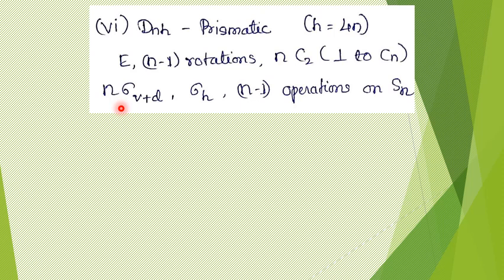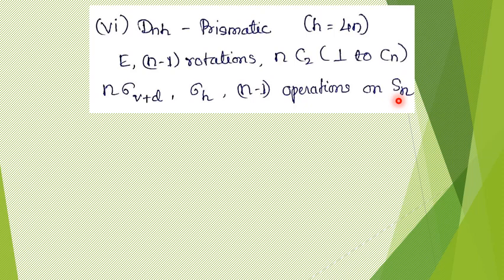Those planes can be vertical planes or even dihedral planes. So totally, except this sigma h, we can have n number of vertical and dihedral planes, and among the remaining operations, there will be n-1 operations on the Sn axis. So in this case, we have a proper axis and a perpendicular plane. Therefore, if it is a Cn axis, the Sn axis will definitely be collinear with it. Operations whatever are possible on the Sn axis will be the remaining operations of the Dnh point group.